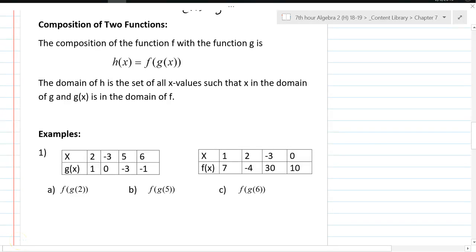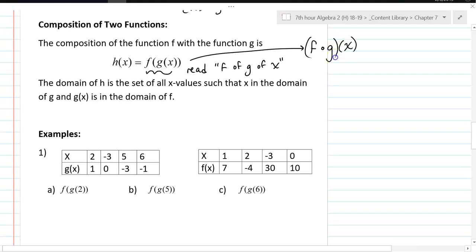A composition of two functions has a symbol that looks like this. It says f of g of x, and we read it as f of g of x. An alternate symbol that we use for compositions is f with a little circle and then a g, kind of looks like fog, f of g of x. So either one of those symbols is the symbol for a composition of two functions.